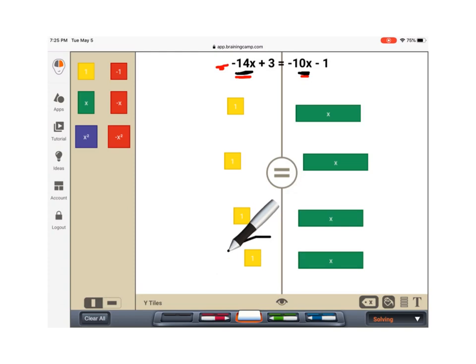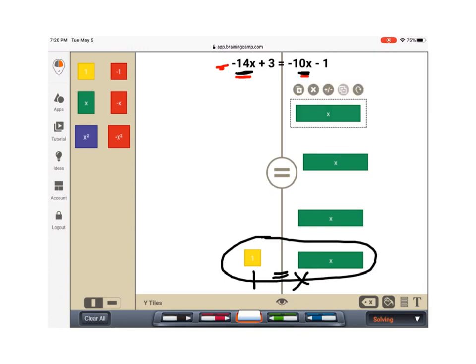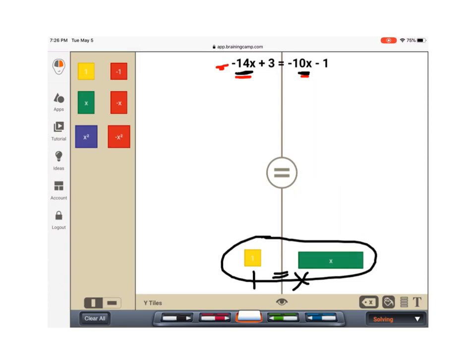This shows me that each x is the same as 1. That gives me the end solution, 1 equals x. I do not have to keep any of these. If you'd like to, you can, but we're really only interested in what one group equals. So 1x equals 1.